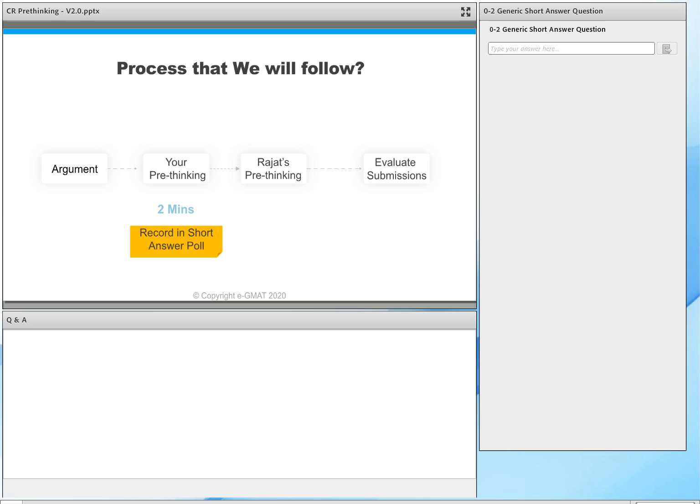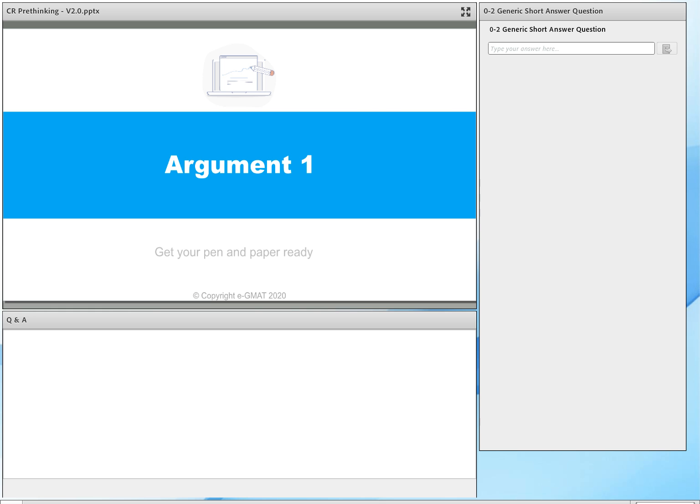Now, the process that we're going to follow is I'm going to give you the argument, and it says 2 minutes. I'm going to give you 3 minutes, so don't worry about timing. You're going to put in your pre-thinking, we're going to look at this, then we're going to look at how I pre-think, and then we're going to evaluate a couple of submissions or so. So one thing is, get a bottle of water, get your pen and paper. I'm going to count down about 15 seconds so that you're ready, and then I'm going to show that argument.